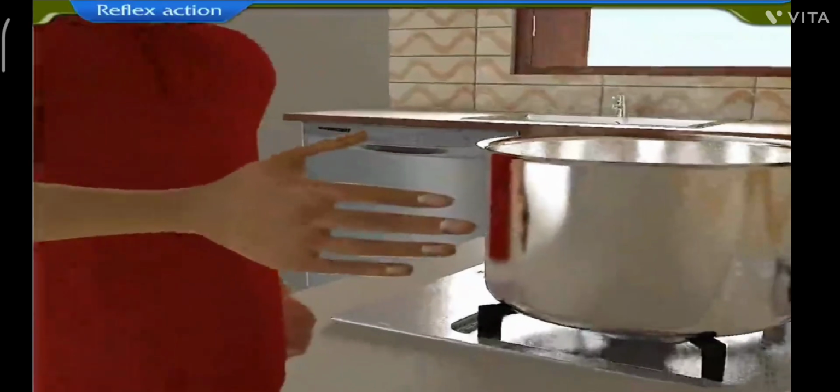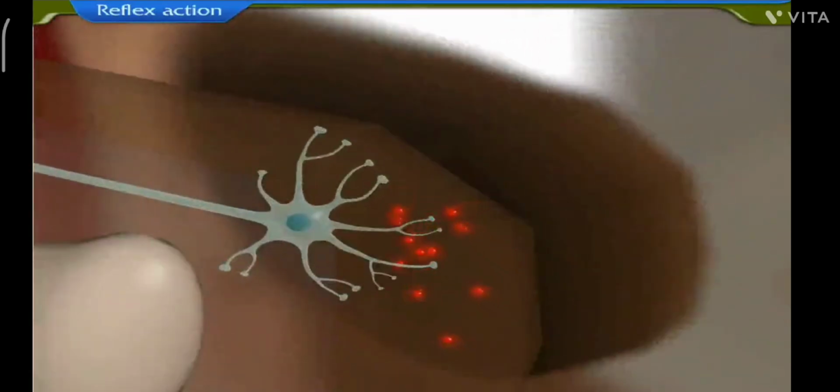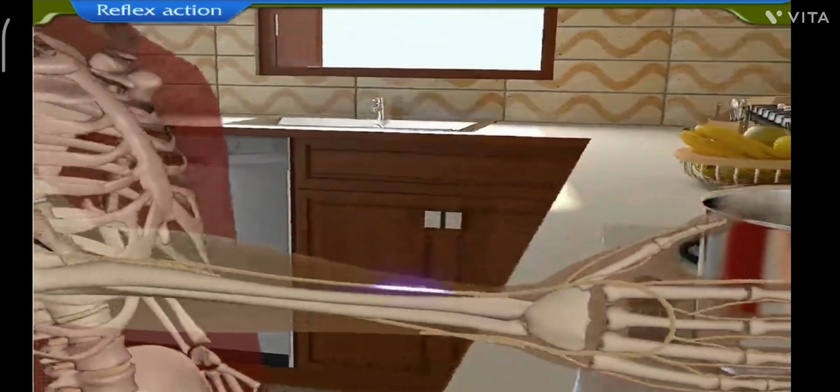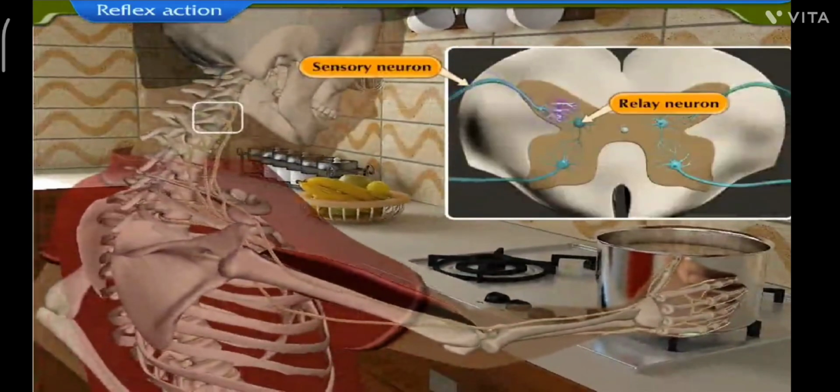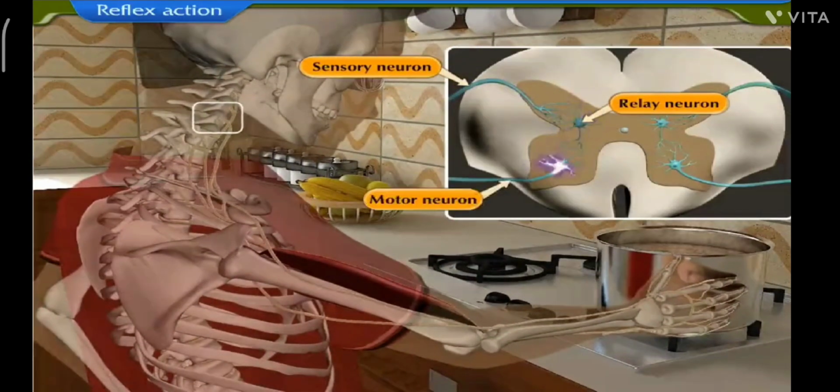In case of touching a hot object, the pathway for the conduction of impulses of heat is sensed by the thermoreceptors of the skin. This triggers the impulse to sensory neurons, from where the message is transmitted to the spinal cord. Impulse is further passed on to the relay neuron, which in turn passes it to the motor neuron. The motor neuron passes the impulse to the muscle cells in our arm.